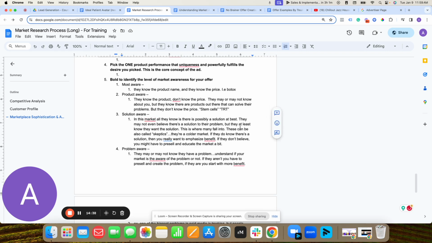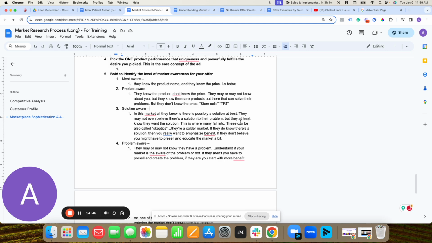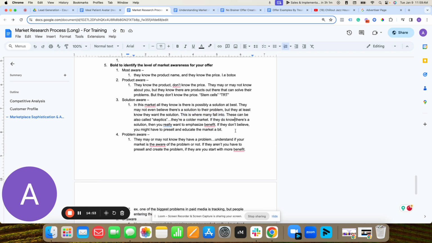Solution aware. This market, all they know is there is possibly a solution at best. They may not even believe there's a solution to their problem, but they at least know they want the solution. This is where many fall. This is a large majority of our prospective patients. These can also be called skeptics. They're a colder market. If they do know there's a solution, then you really want to emphasize the benefit. If they don't believe, you might have to pre-sell and educate the market a bit.